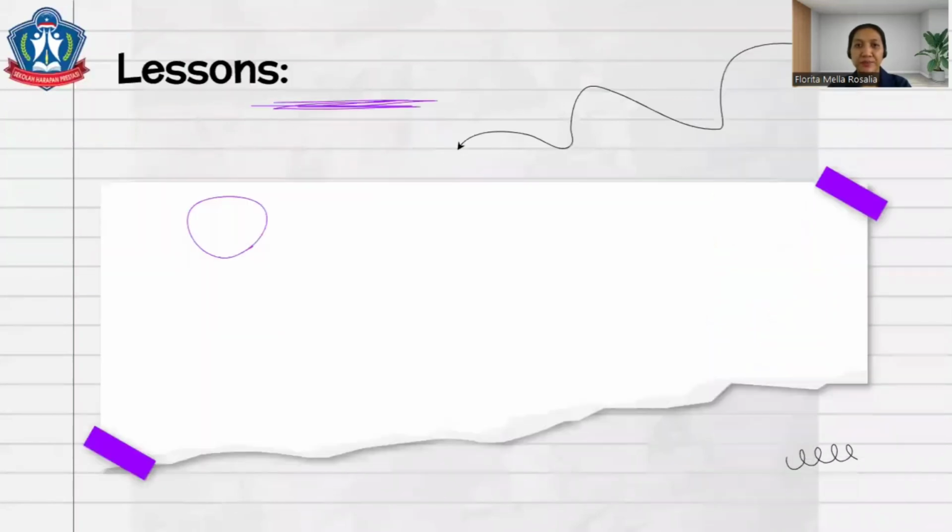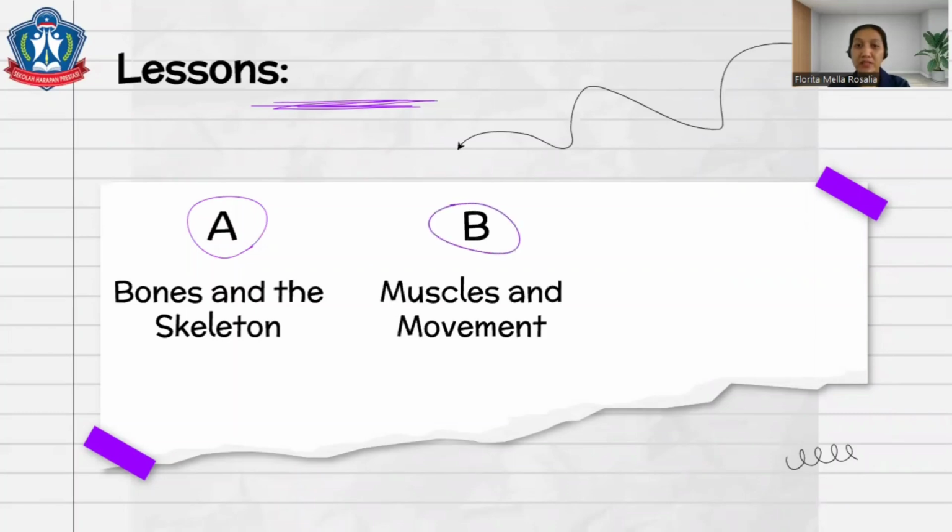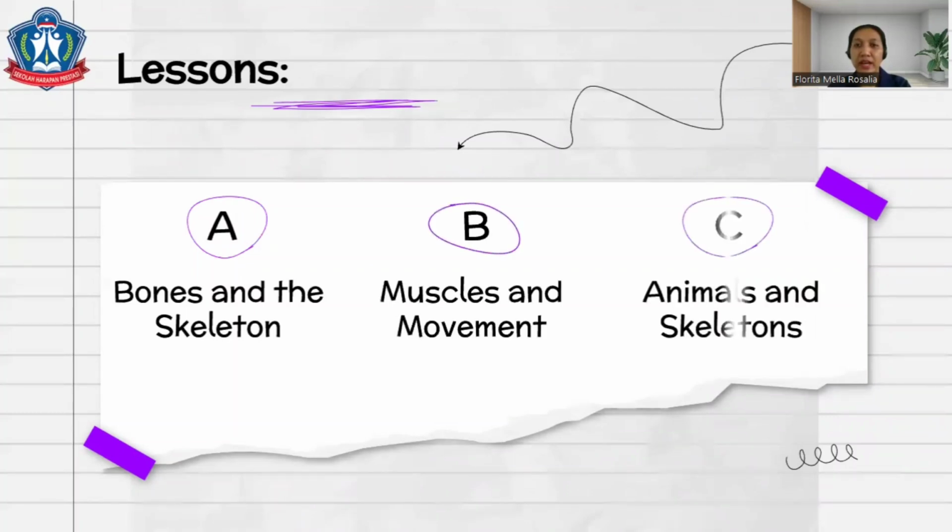Let's start. In this chapter, you will have 3 lessons. First, you will have Lesson A, bones and the skeleton. Lesson B, muscles and movement. And Lesson C, animals and skeletons.